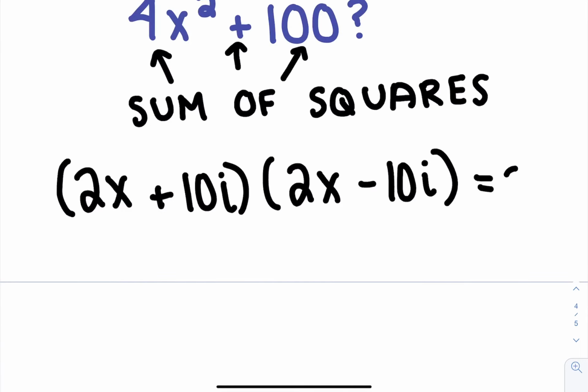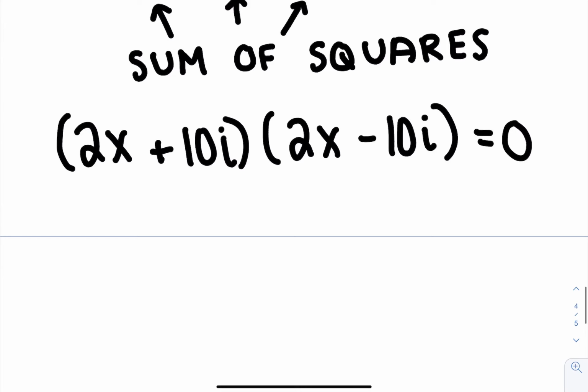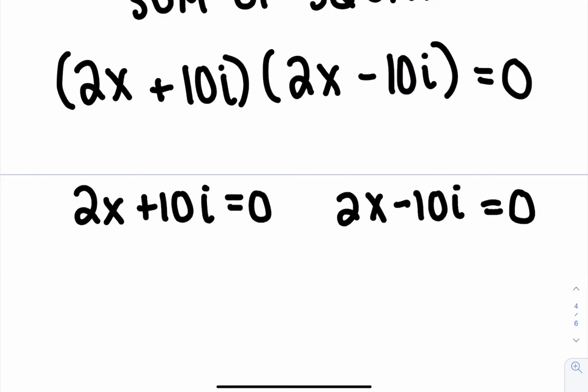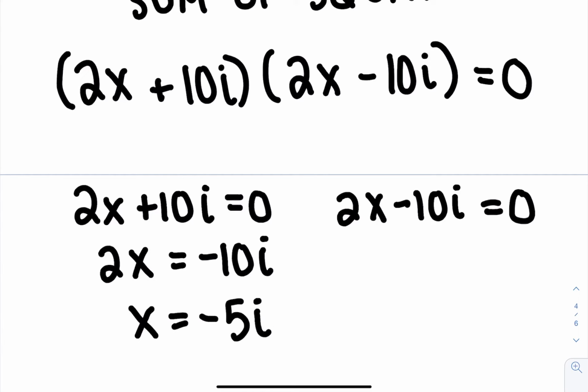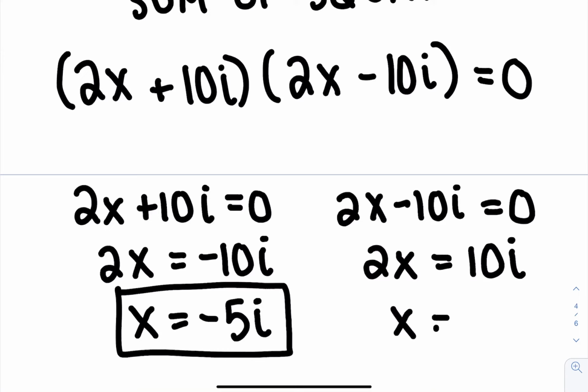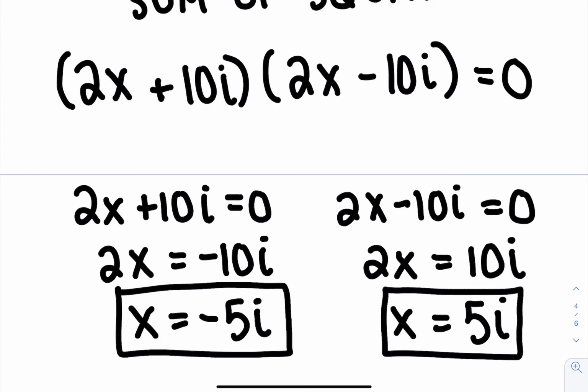So now we're going to set this equal to 0. We'll say 2x plus 10i equals 0, and 2x minus 10i equals 0. Now solve for x. 2x equals negative 10i, which means x is negative 5i. Or 2x equals 10i, so x equals positive 5i. And there we have our solutions.